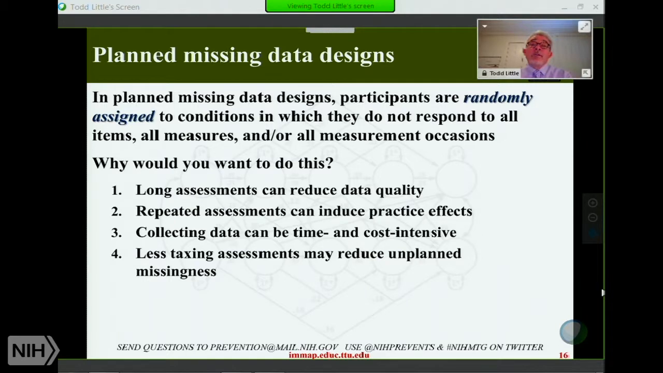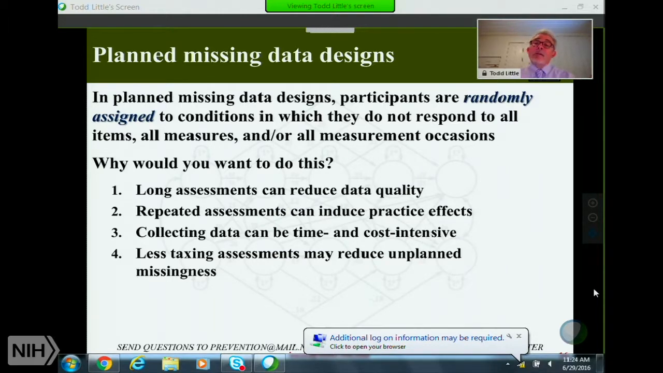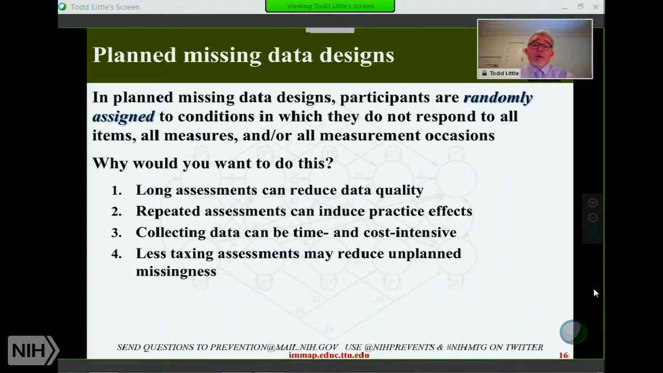One of the things we want to try to do is to reduce that kind of unplanned missing data. We can get repeated assessments that can induce practice effects. Planned missing data designs can actually be utilized to estimate and control for practice effects. We can take data collections that are time and cost intensive, and we can reduce the amount of time and the amount of costs that are involved, which for the NIH panels that are trying to save money on their data collections, planned missing data designs are one way to do this to save costs and keep the power and the generalizability to where we would want it to be.